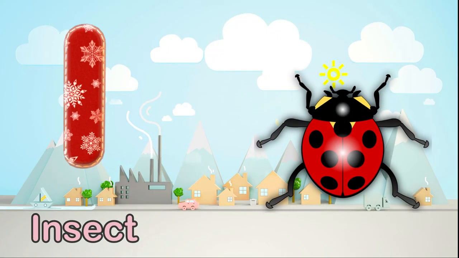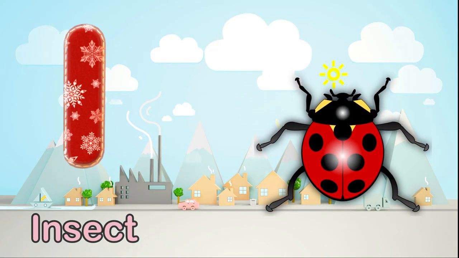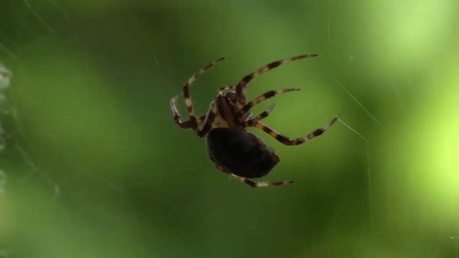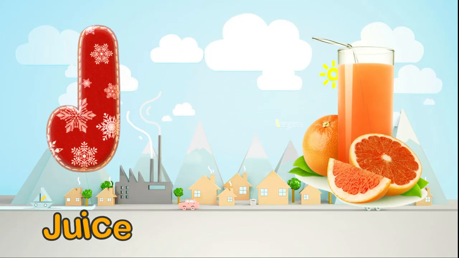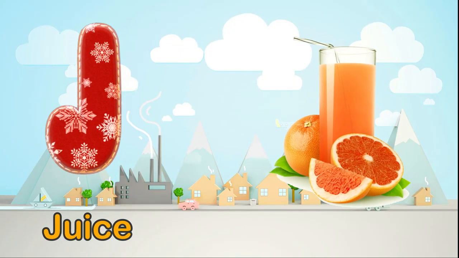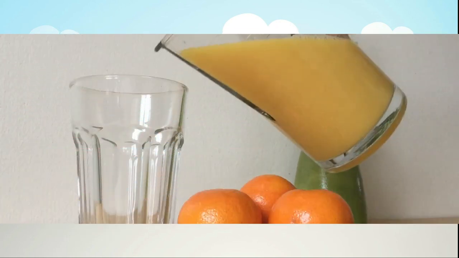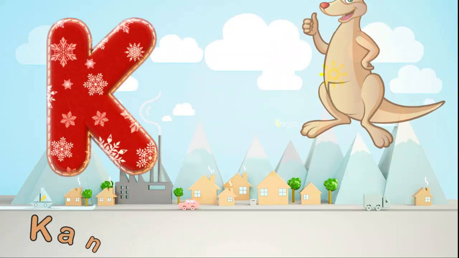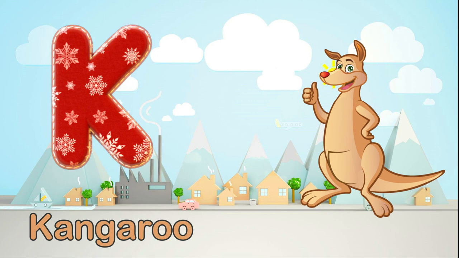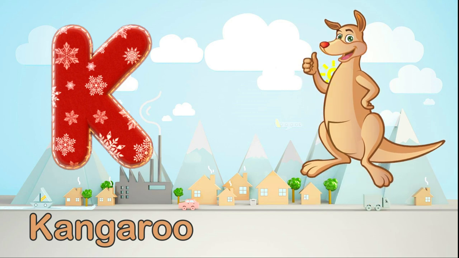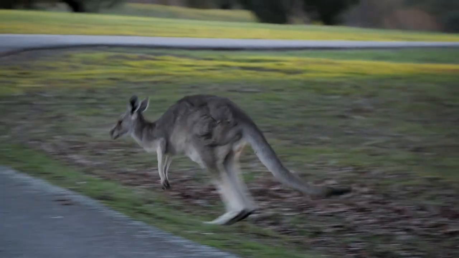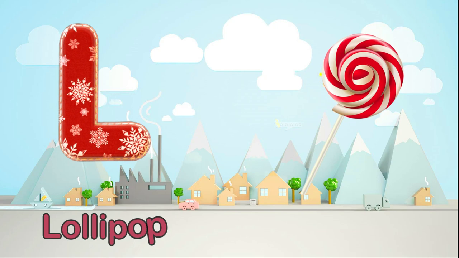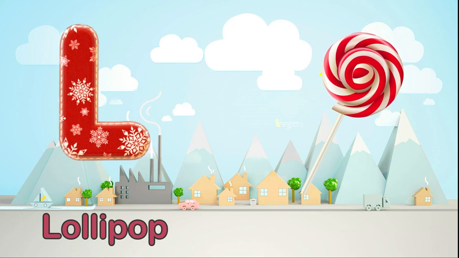I for insect. J for juice. K for kangaroo. L for lollipop.